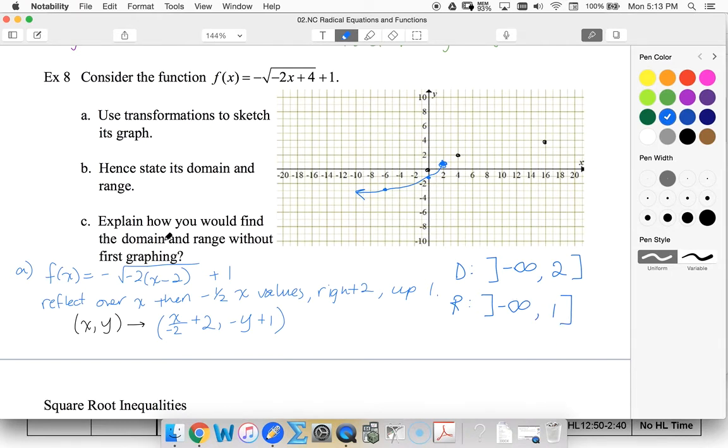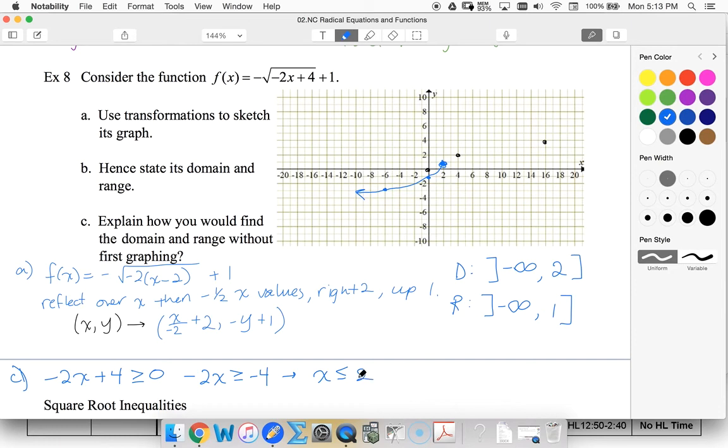How would I find it without first graphing? Well, I know that the only thing I can put in the square root is a positive number. So I would start by solving the equation of negative 2x plus 4 has to be greater than or equal to 0. Solving this equation, I would have negative 2x has to be greater than or equal to negative 4. This implies that x is less than or equal to positive 2. That's what I've got here.